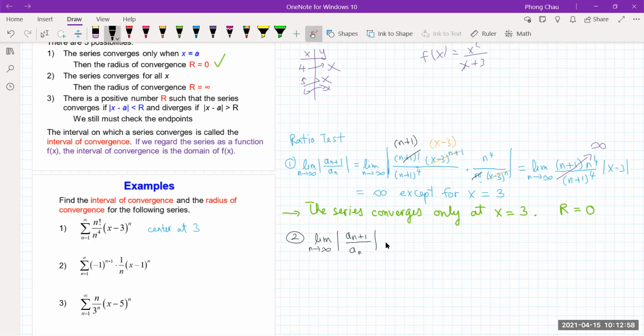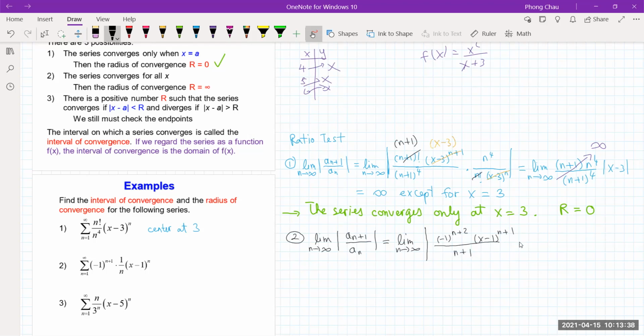If you do the ratio test, again, it's a limit as n approaches infinity. We have the absolute value bars. What's a sub n plus 1? Replace n with n plus 1. I have negative 1 to the n plus 1 plus 1, that's n plus 2, in the numerator, and x minus 1 to the n plus 1, over n plus 1 there.